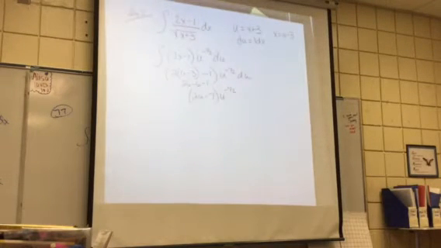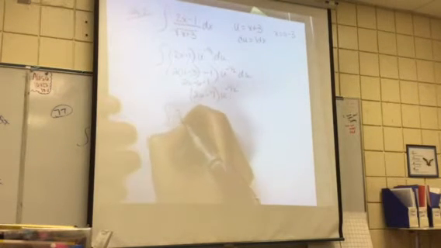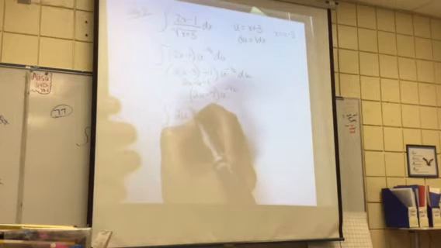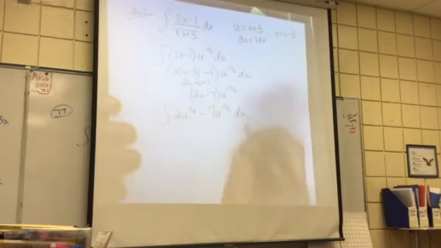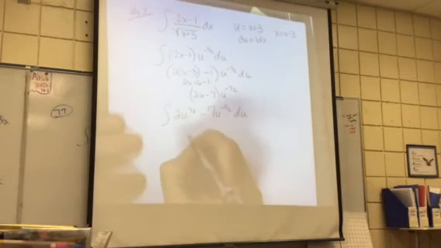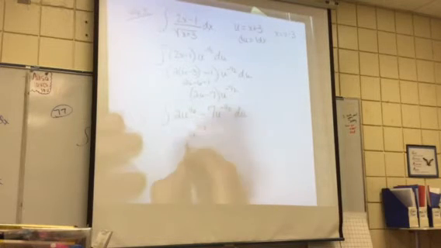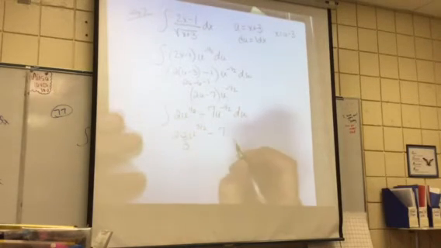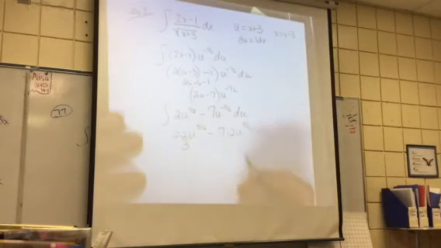Now will distributive property apply? Yes. So now it becomes the integral of 2 u to the 1/2, then minus 7 u to the negative 1/2. Now this integrand should be pretty simple for us to integrate. So u to the 3/2 times 2/3. Yes, it would be 4/3. Good. U to the 1/2 times 2.